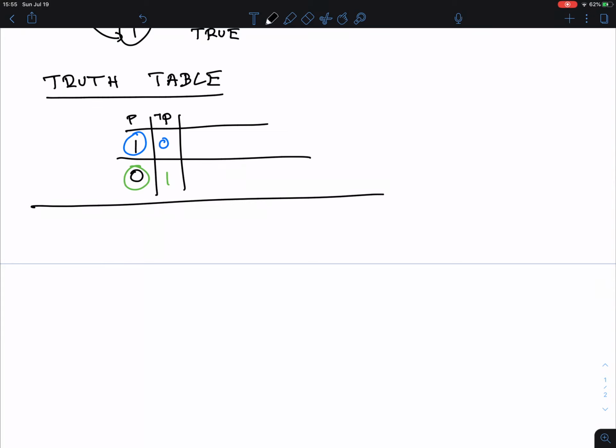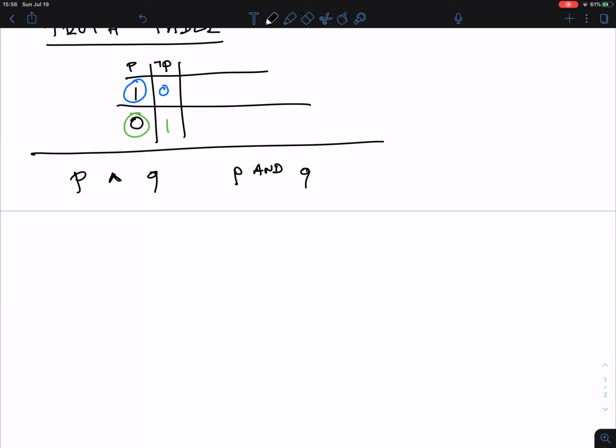The next one is P and Q, which is denoted with this kind of hat. But be careful, it's a hat pointing down, because we're going to also have a hat pointing up. So this is P and Q. The meaning is, of course, that if P is true and Q is true, then P and Q is true. Let's now think about how to make a truth table out of this.